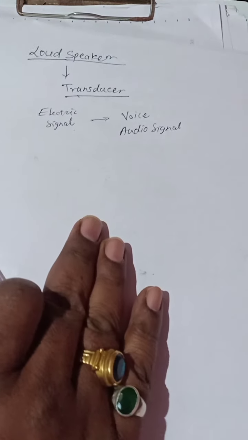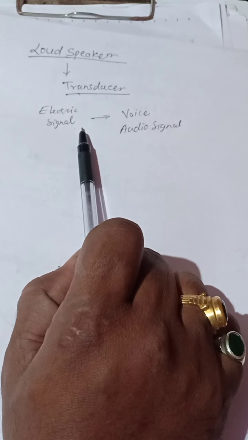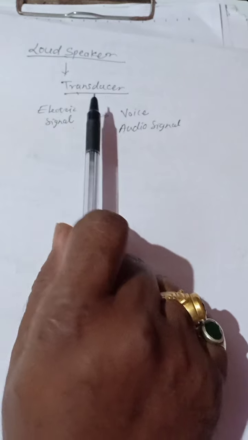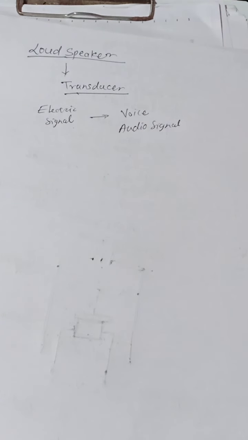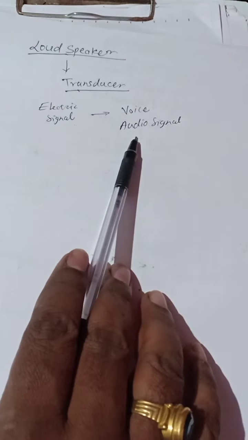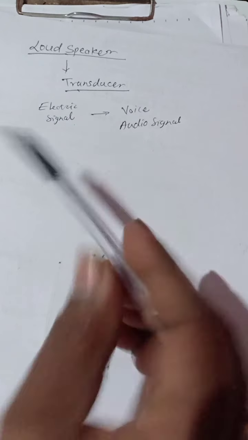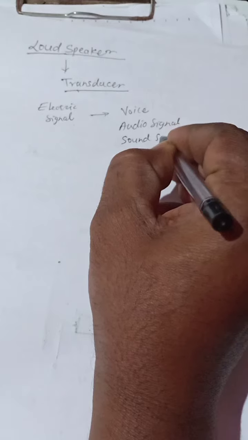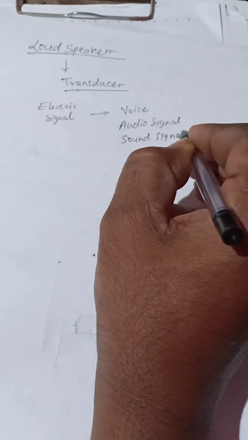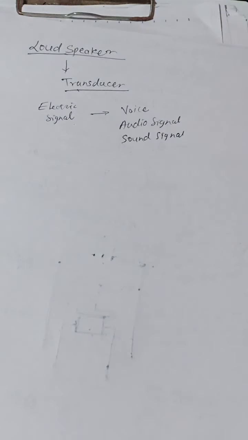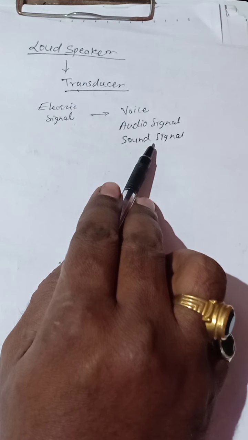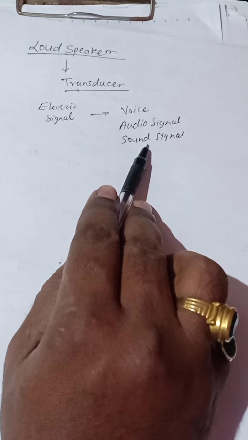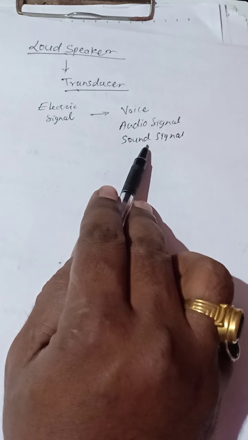It works opposite to a mic. A mic converts an audio signal into an electrical signal, but the loudspeaker converts an electrical signal into an audio or sound signal. So we are going to discuss the construction of this loudspeaker.